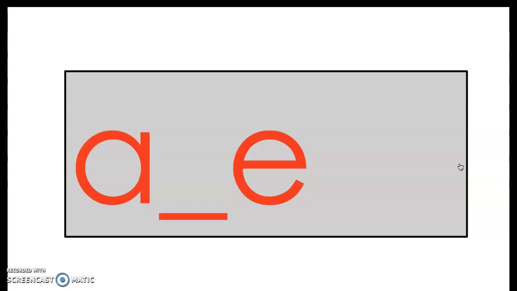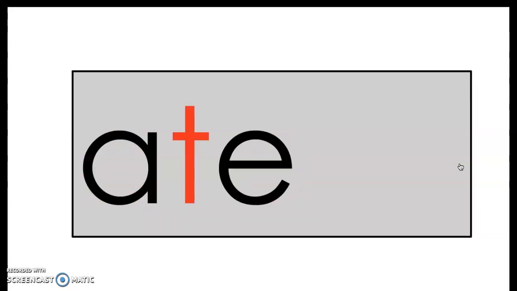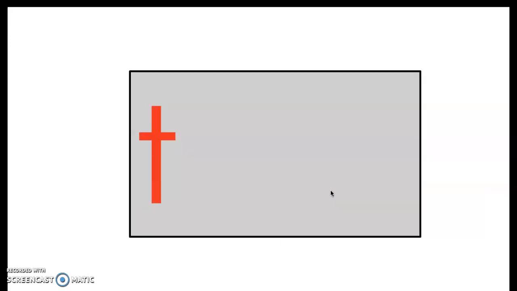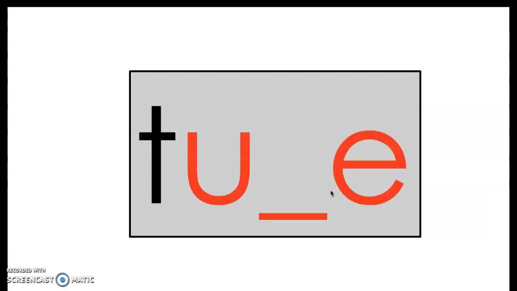Whoops. So it should be A. Sound. T. Blend. 8. Word. 8. Good. Okay, you're going to read the next one without me. Sound. There's that long U sound.